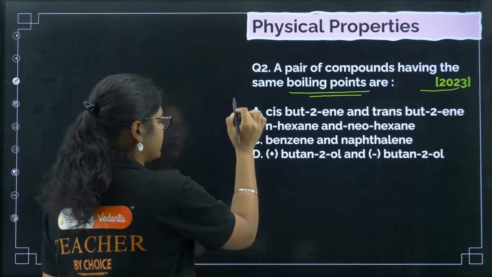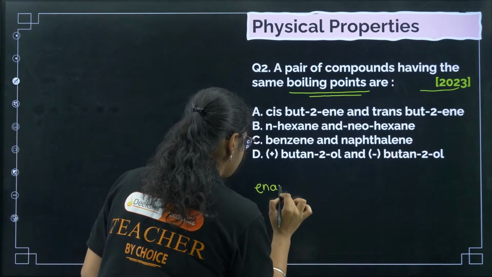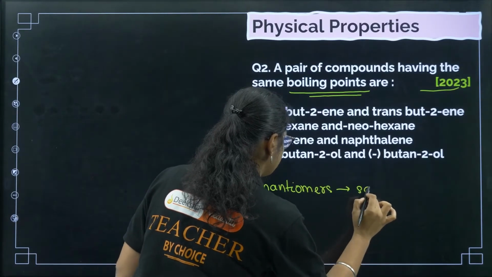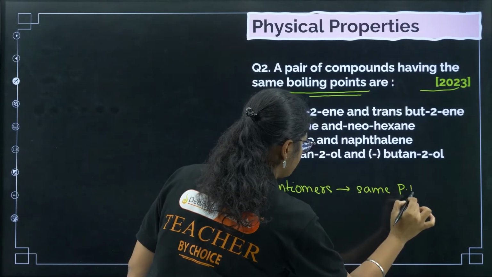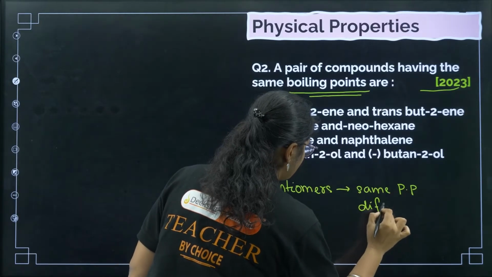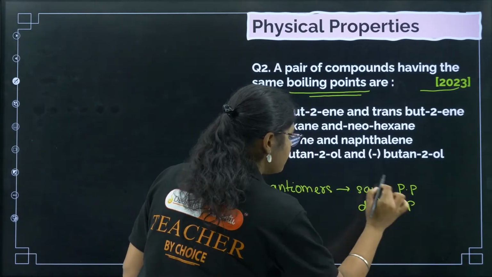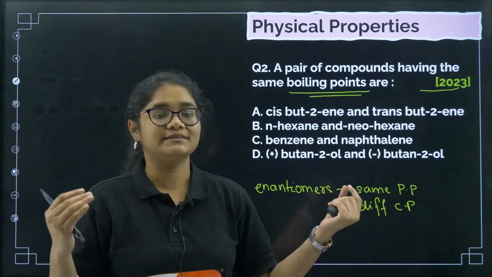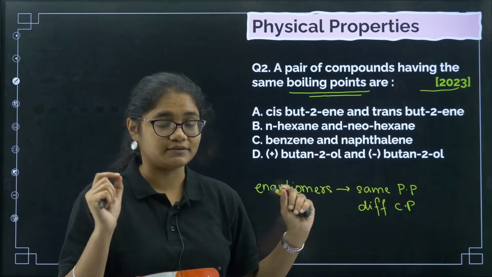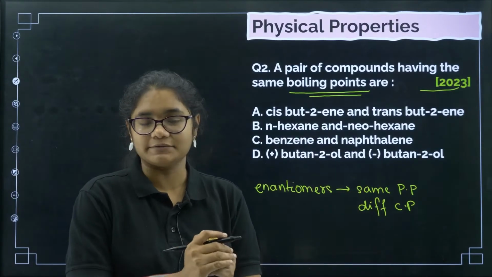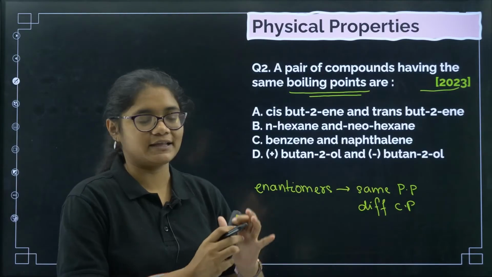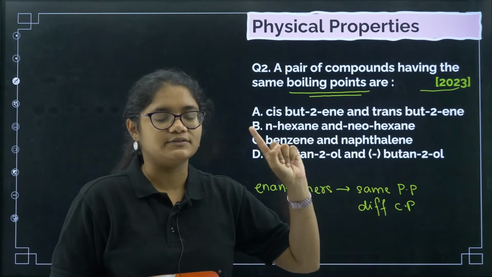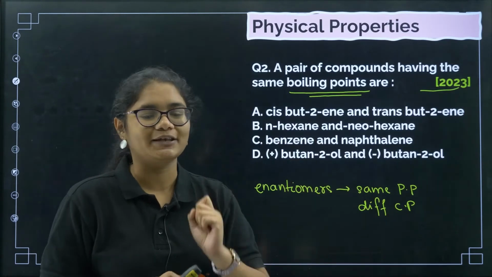You should know here that enantiomers have the same physical properties and different chemical properties. But there is one physical property which is different for enantiomers as well. Please comment down which physical property is different. All other physical properties are the same for two enantiomers, but there is one which is different, so you need to comment it down.